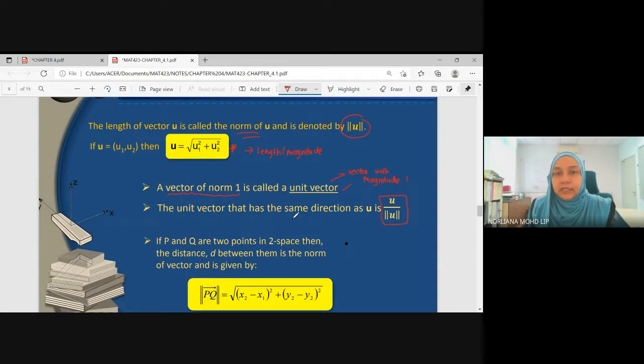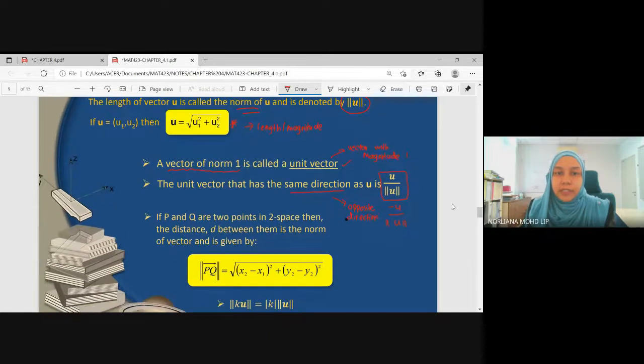Okay, the vector that has the same direction. And the vector that has the opposite direction, so the unit vector is equal to negative u over magnitude of u. This one is for the opposite direction. Negative u over magnitude of u.